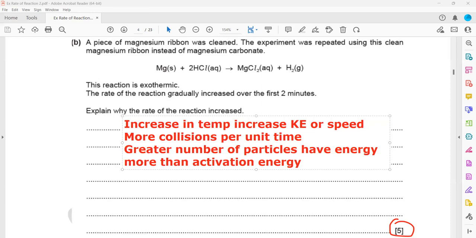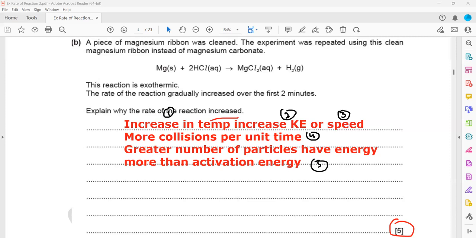So the points which will score the marks: 1 mark when you mention the temperature increase. Like here, when we mention temperature increase, that will give us 1 mark. Then the particles have more energy, or increased kinetic energy or speed, that is the 2nd mark. The more collision, when you mention increase in the kinetic energy, increase in the speed as well, that is the 3rd mark. More collisions per unit time, 4th mark. Greater number of the particles have energy more than activation energy, that's the 5th mark.